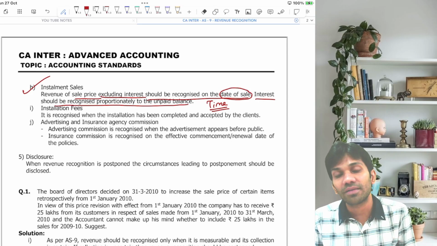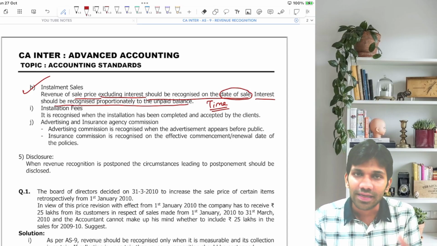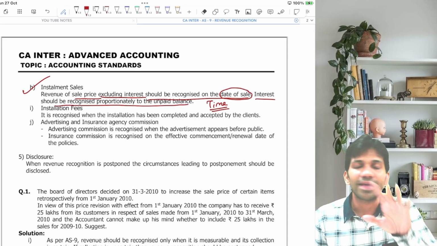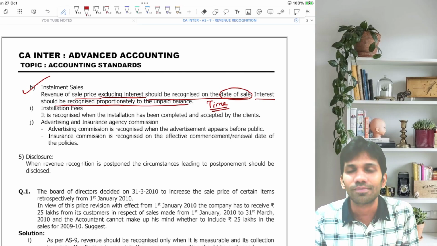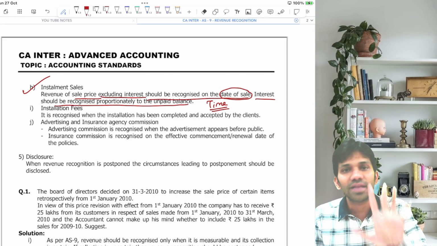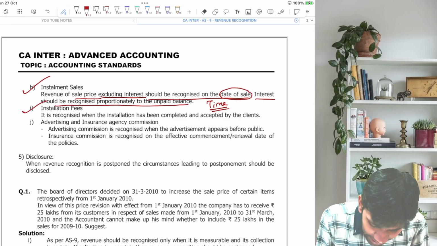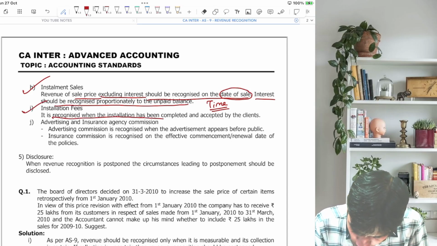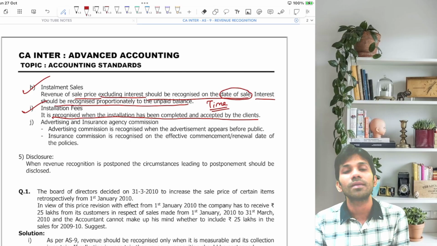Why are they saying "on the unpaid balance"? Because interest is charged on the amount which is not paid. Basically, they are trying to say that when you do any installment sales, revenue should be recognized on the date of sale. Interest should be recognized on a time basis. Installation fees are recognized when the installation has been completed and accepted by the clients.